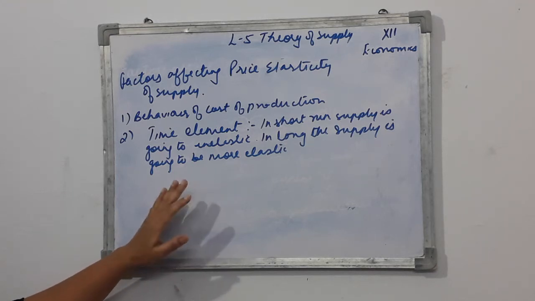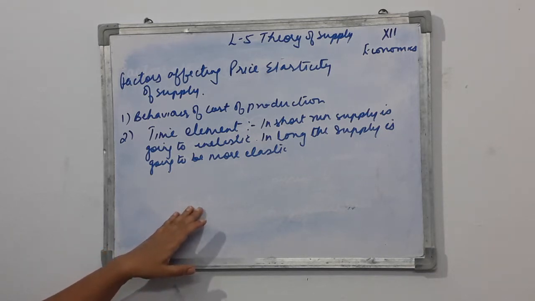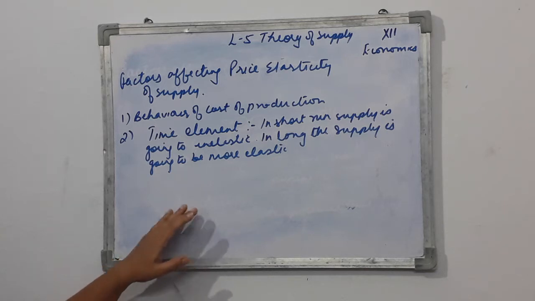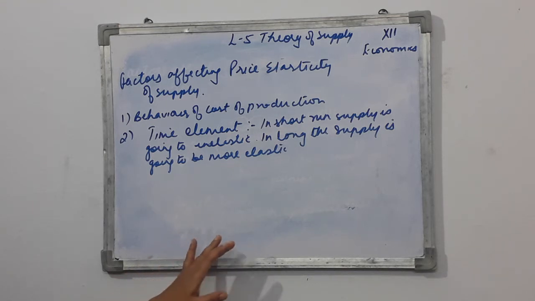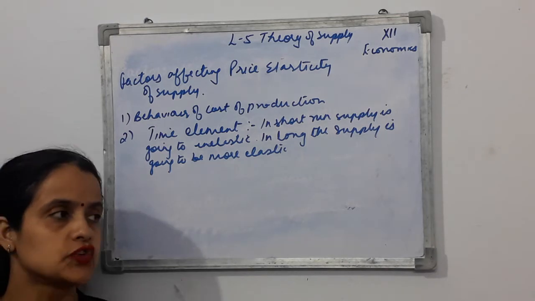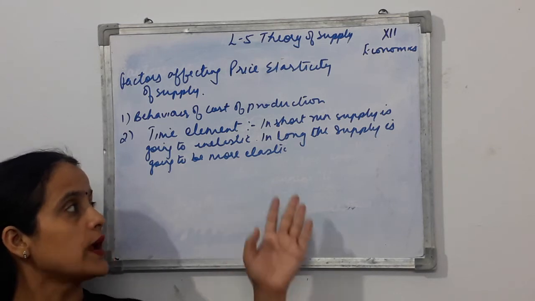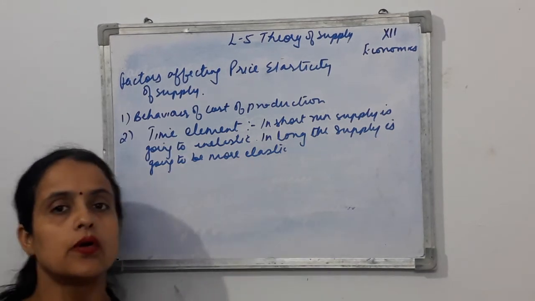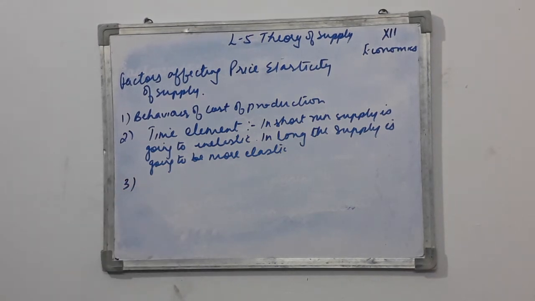Supply of a commodity in the ultimate analysis depends upon its production. A price change due to change in demand for a commodity may have a smaller response in quantity supplied in short run. Therefore, in short run, supply tends to be relatively inelastic. However, in long run, new plants can be set up, raw material can be easily arranged, and labor and other factors of production can easily be arranged. That's why in long run, the supply is going to be what? More elastic.